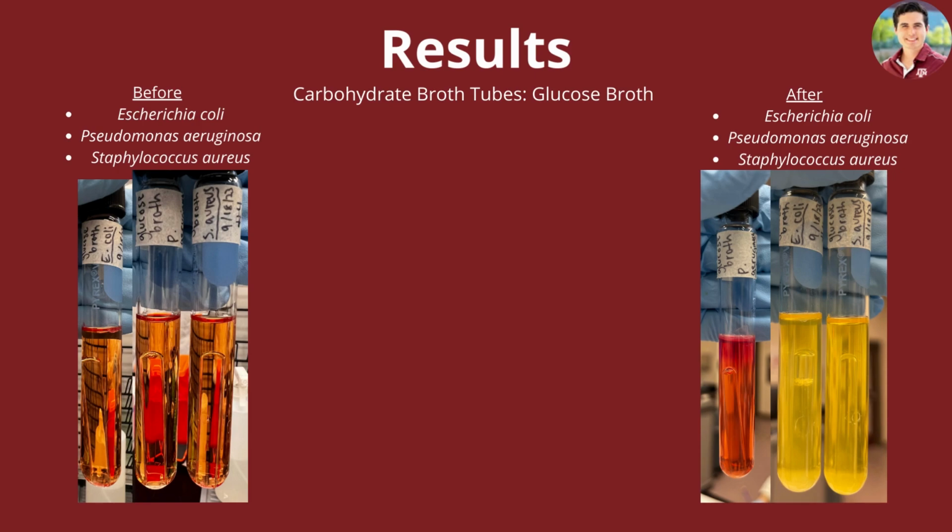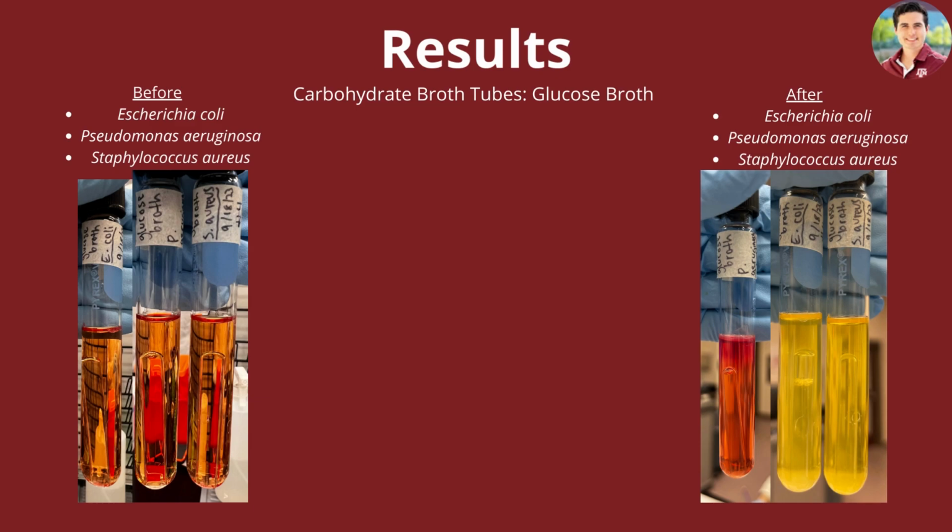Next, we performed the carbohydrate broth tubes using a glucose broth. On the left, we can see our before, with E. coli, P. aeruginosa, and Staphylococcus aureus. And to the right, we have our results after a couple hours of inoculating those tubes.